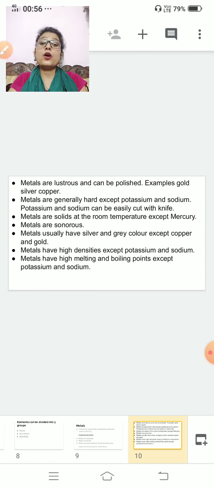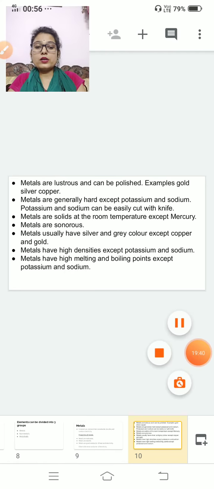Metals have high densities except potassium and sodium. Metals have high melting and boiling points except potassium and sodium. So these all are the properties of metals. I think this is clear to you.